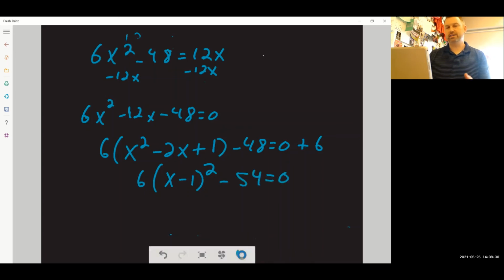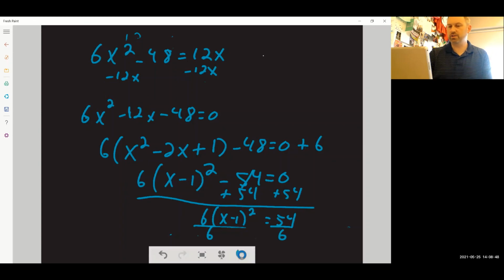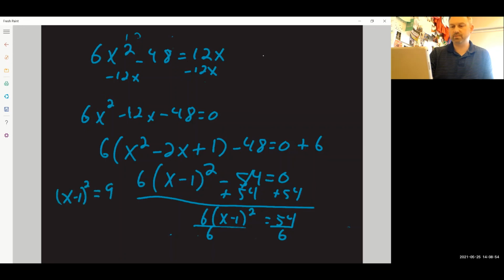Okay, it's set equal to 0, so now I should be in somewhat familiar territory. Add 54 to both sides. Gives me 6 times x minus 1 squared equals 54. Divide by 6, divide by 6. Move over here now. So I get x minus 1 squared equals 9.